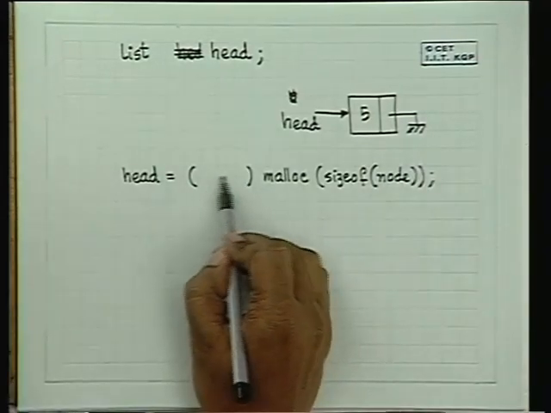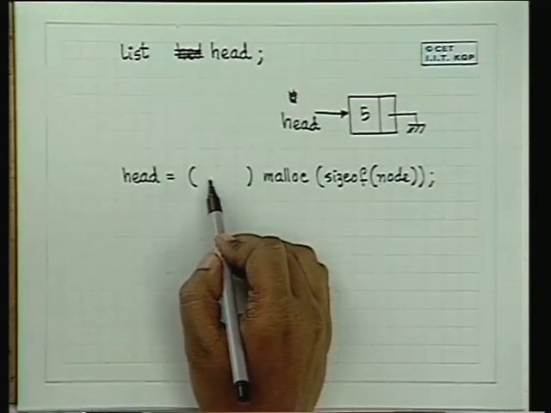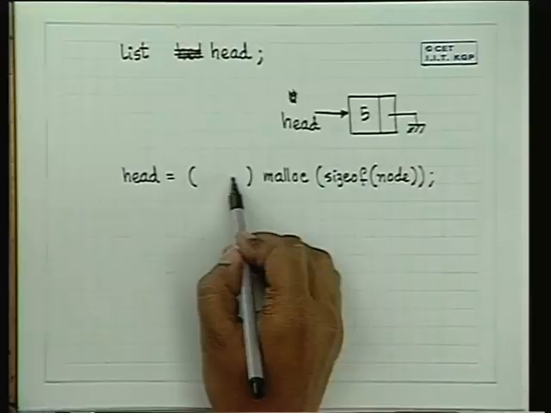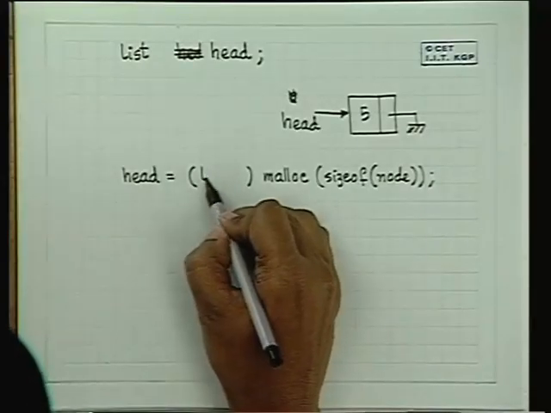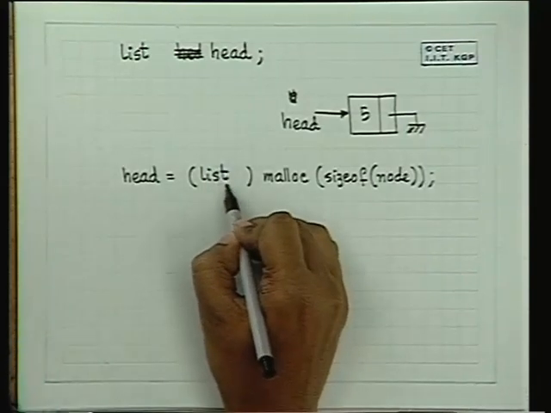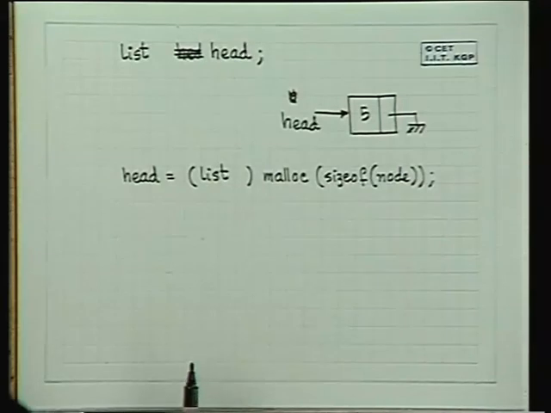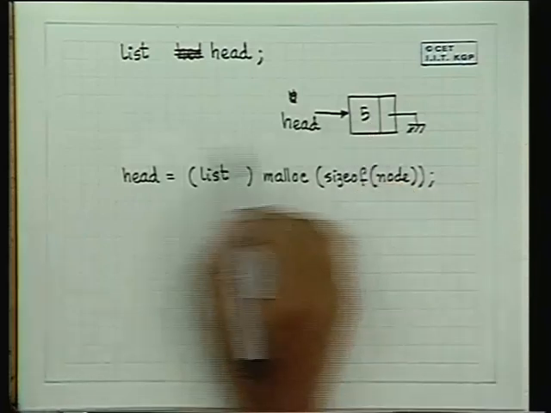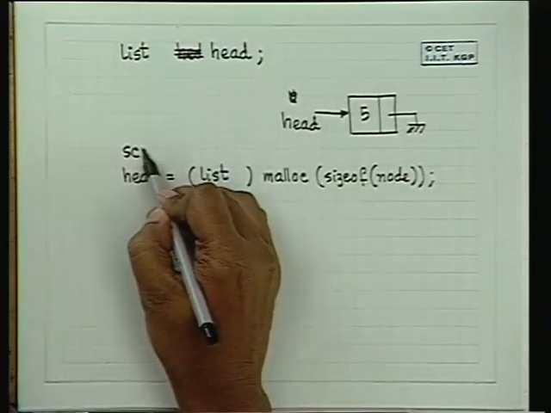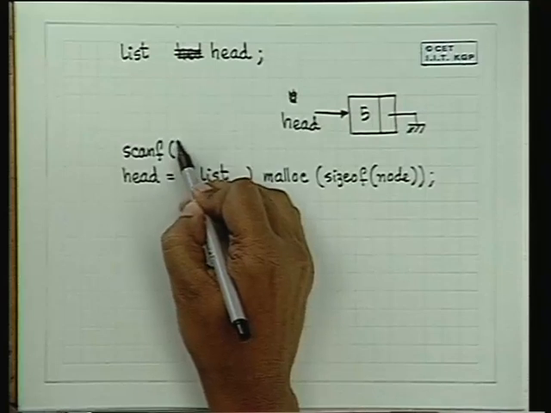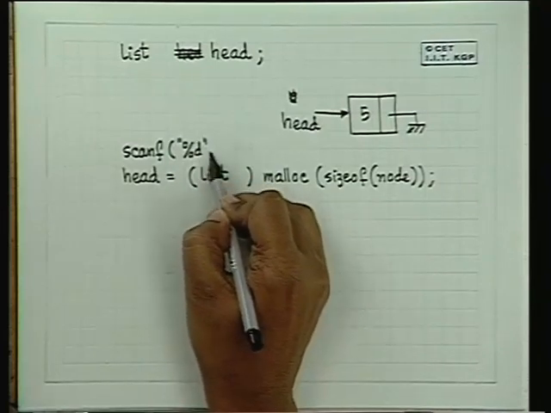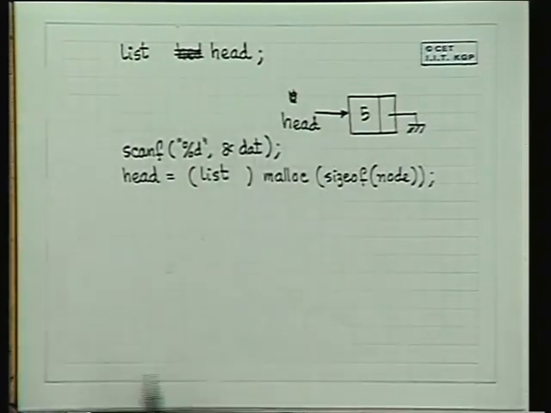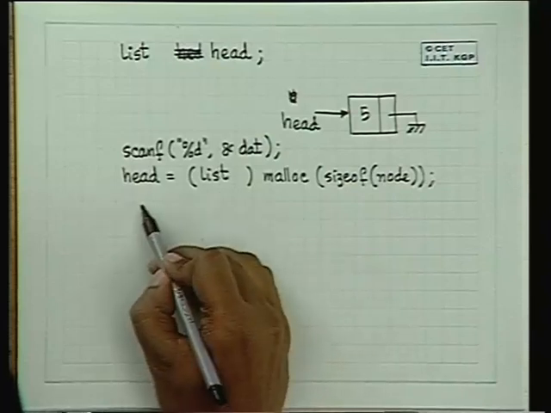And can you tell me what this will be? Node star or list? We have defined list to be node star type. So either you can write node star or you can write list. But since we have made a type of list this way, we will call it list. But once you do this, you have to now initialize these values. So before this, suppose we have read in scanf %d and data into an integer variable. Then what we will have to do?